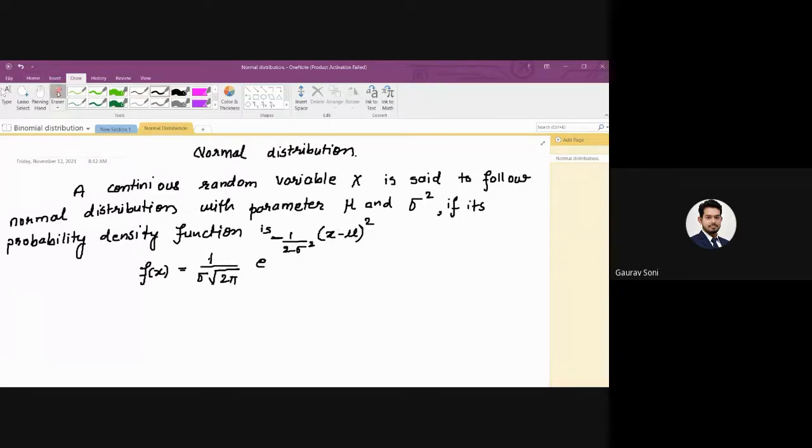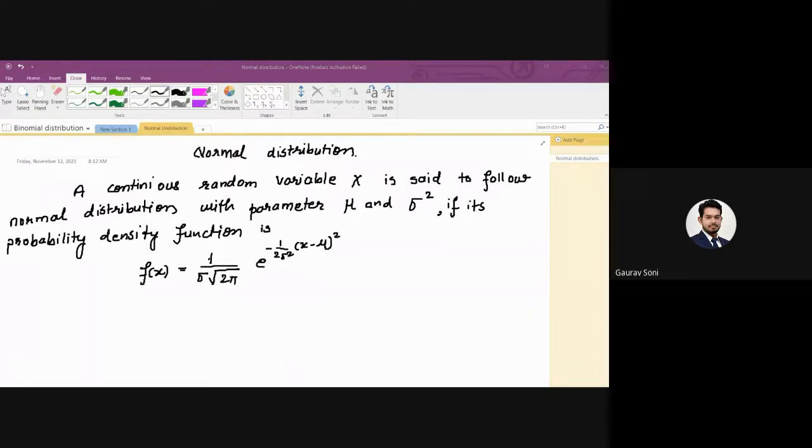Let me just write it down a bit. e to the power minus 1 upon 2 sigma square, x minus mu whole square. Okay, so this is the probability density function.